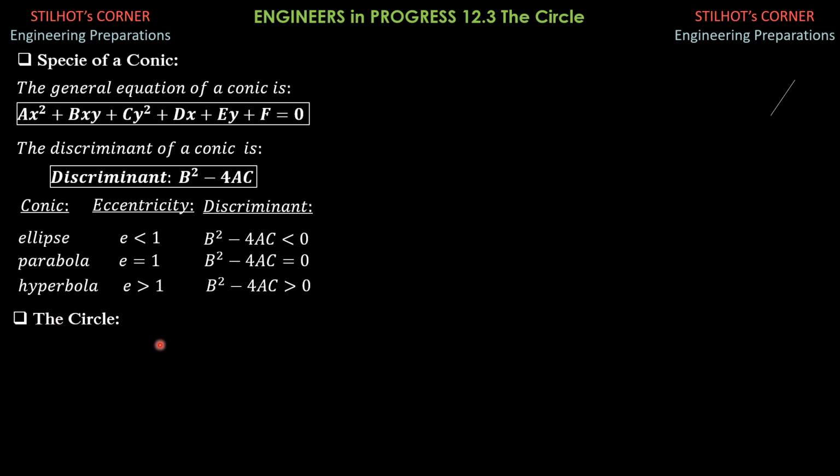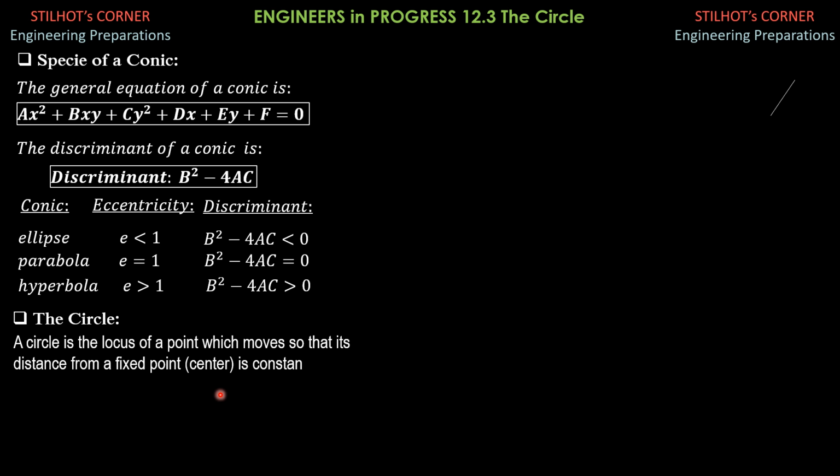Since the general form of the equation of a circle is free of the xy term, for conics, when the xy term is present, that means that the axes of the conic are rotated. So we'll consider first this circle, which is not a conic, and for a circle, it's free of xy terms. So it is defined as a locus of a point which moves so that its distance from a fixed point, which is the center, is constant, and that constant distance is the radius of the circle.